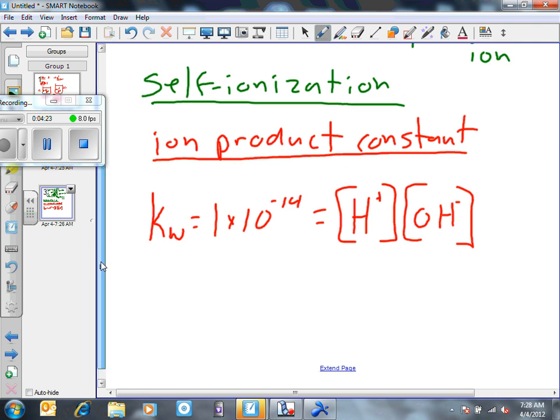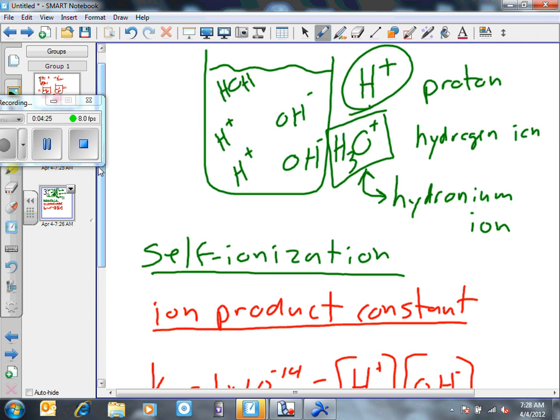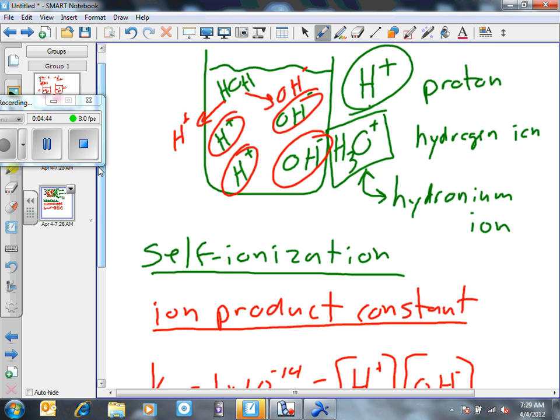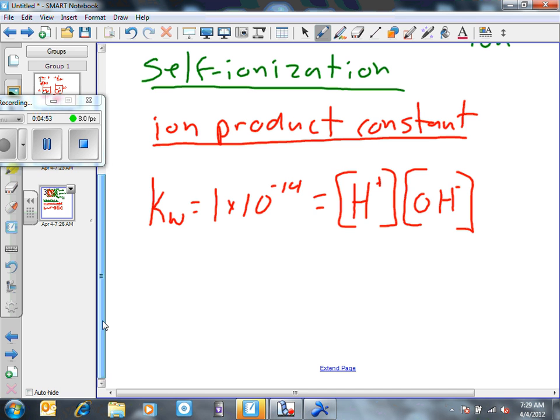Now if you think about what we talked about here, if we split this into an H plus and an OH negative, you can see that for every 1 proton we get, we're going to get a hydroxide ion. So the number of protons or hydronium ions is always equal to the hydroxide ions if the molecule they're coming from is water. There's no other way to split water into ion form. So this ends up being the same number.